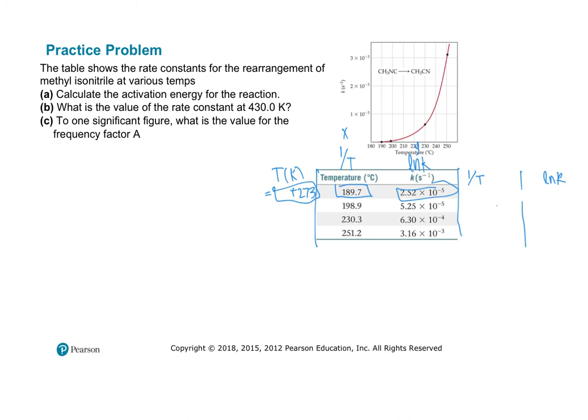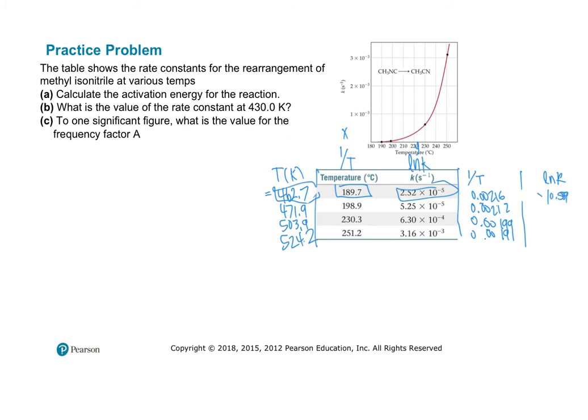My temperatures in Kelvin are, first off, 462.7, 471.9, 503.9, and 524.2. Then when I do 1 over those temperatures, I get 0.00216, 0.00212, 0.00199, and 0.00191.